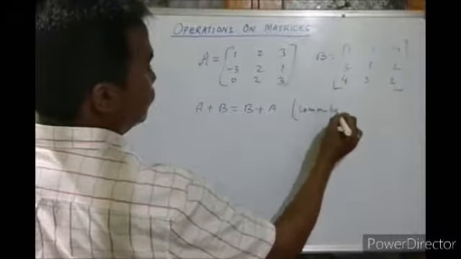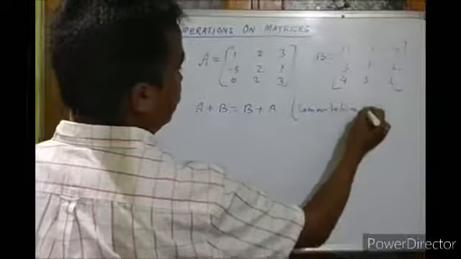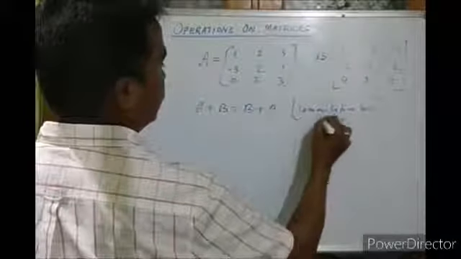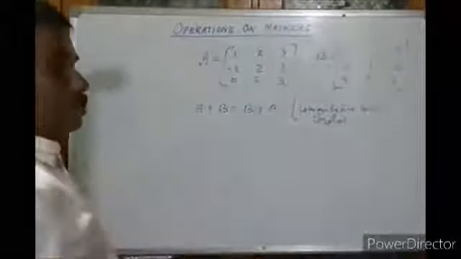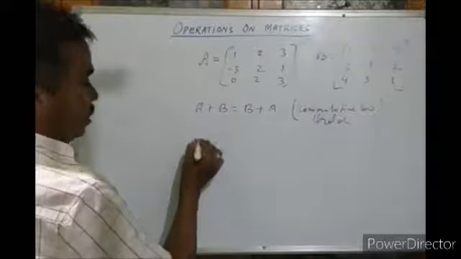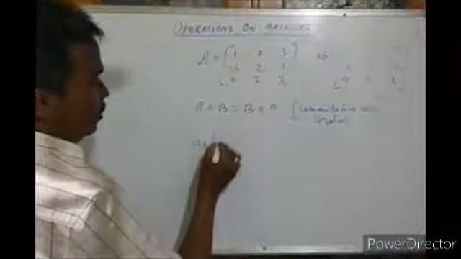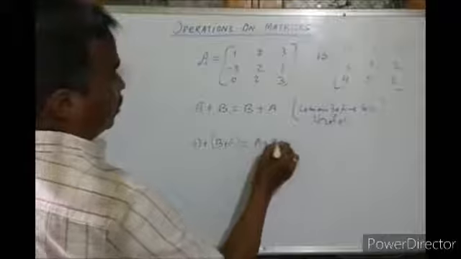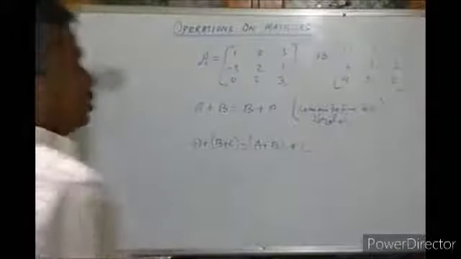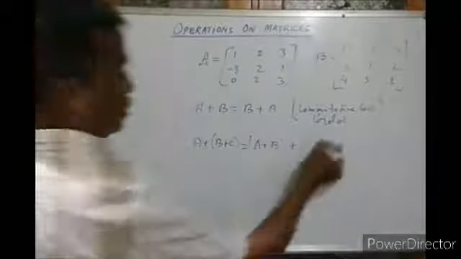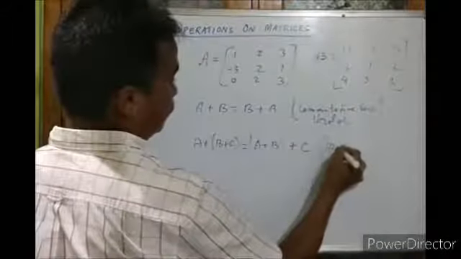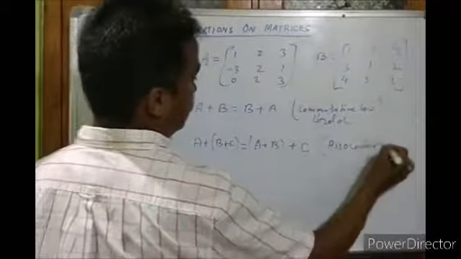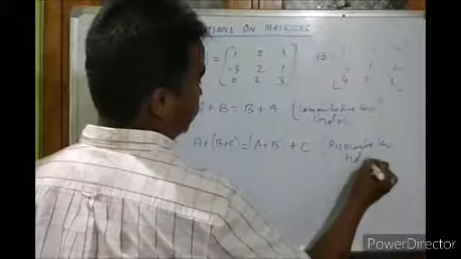Commutative law holds. A plus B is equal to B plus A, and associative law also holds. A plus B plus C is also equal to A plus B plus C. Associative law holds good in matrices.